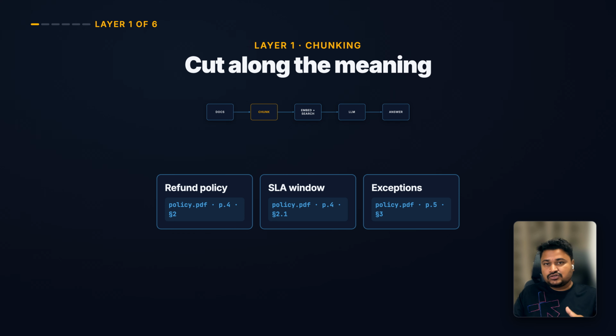The fix is to cut along the meaning, not along a word count. Respect the headings. Keep a section together, keep a table with its caption, and tag every chunk with where it came from, which document, which page, which section. That tag matters more than you think, and you will see why in a minute. Good retrieval starts here, at the knife.